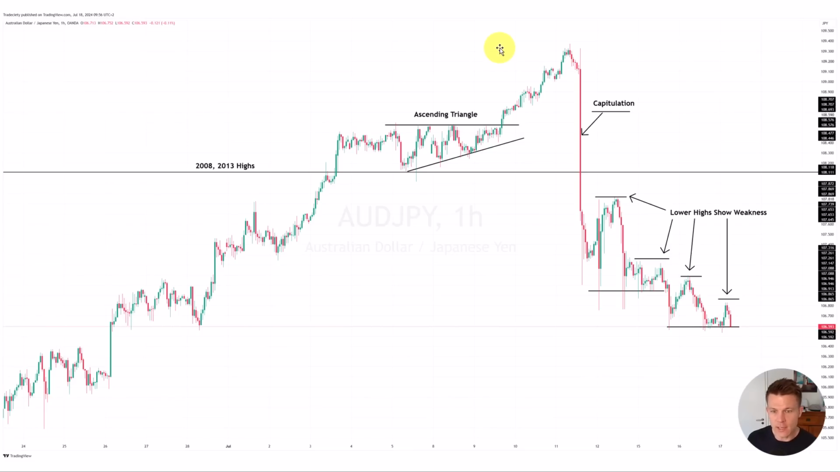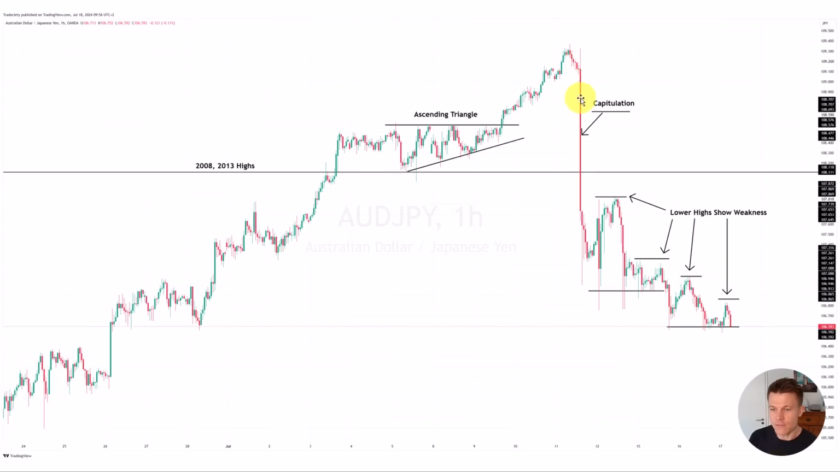So we zoom in a little bit, and what we can see here, this black horizontal line, those are the 2008 and 2013 highs. We see the market broke above it initially. We see we had an initial ascending triangle continuation phase above those all-time highs, and then the market capitulated.